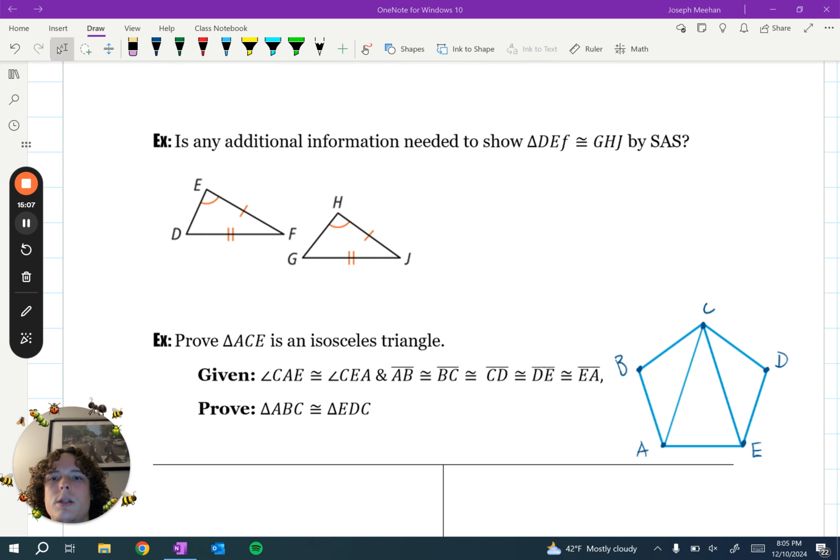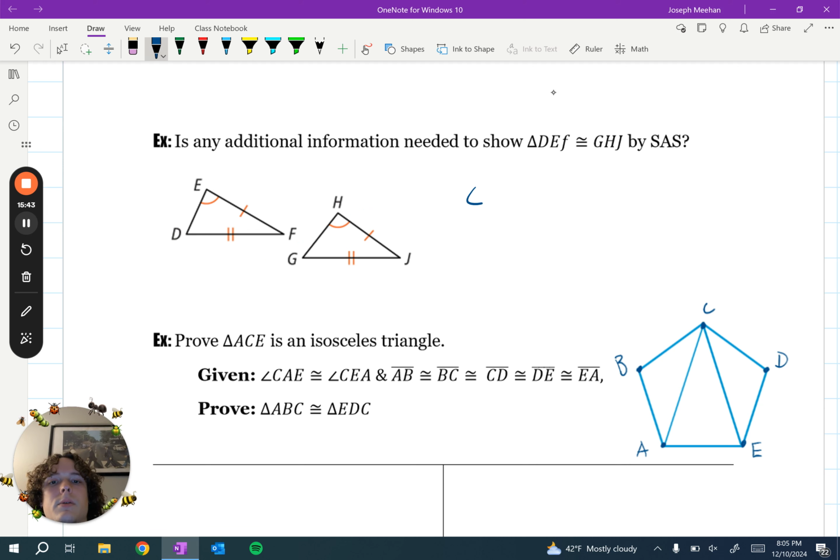Well, one more actually. It says, is any additional information needed to show triangle DEF is congruent to triangle GHJ by side, angle, side? What do you think? Just like we talked about earlier, whenever we're using side, angle, side, we need 2 sides, but then the angle has to be in between the 2 sides. So in order to use side, angle, side, we would need angle F congruent to angle J. And is that true? It is not. So since we don't have that there, these are not congruent by side, angle, side.